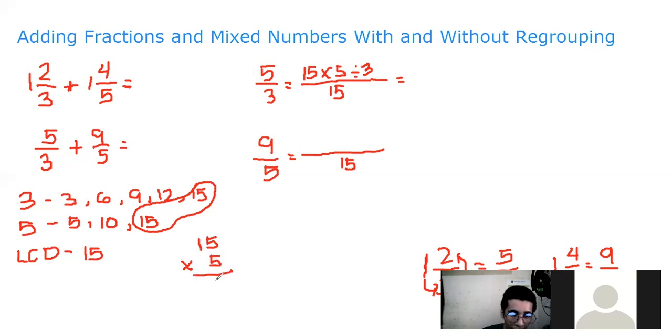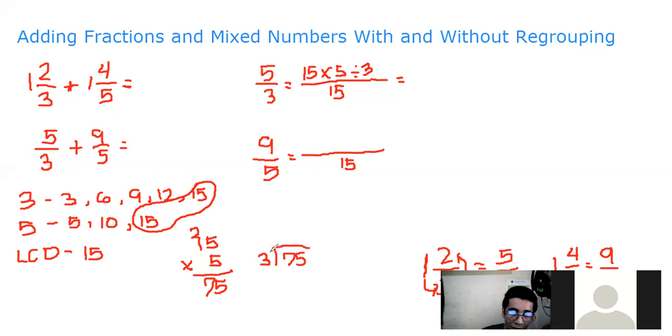So 5 times 5, that is 25. So we have carry 2. So 5 times 1, 5 plus 2, 7. So we have 75. Ngayon si 75, i-divide naman natin siya kay 3. So si 3 nasa labas, si 75 nasa loob.